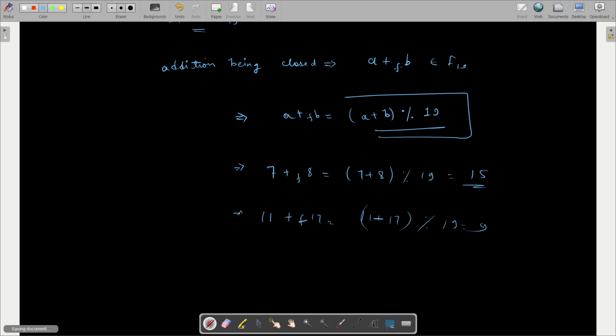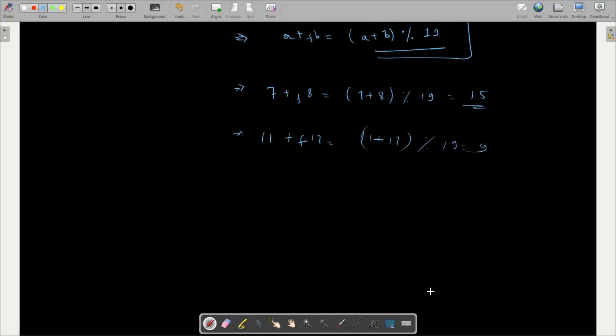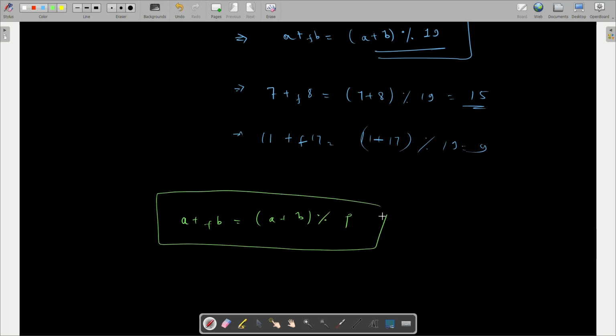So more generally, we define a plus f b is equal to a plus b mod the order, right, where a and b belong to F p. We also define additive inverse in a similar way.